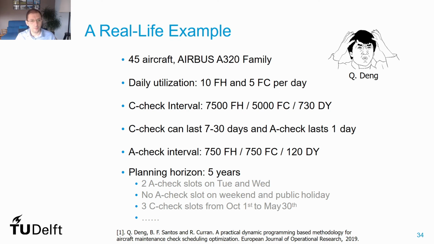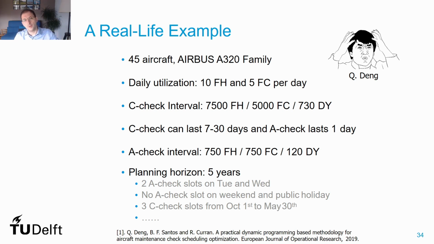It's a 5-year problem that we have considered. We have 2 A-check slots on Tuesdays and Wednesdays, and we do have 1 A-check slot on all the other days, except weekends and public holidays. And we have 3 C-check slots in parallel, but only during the non-peak periods, between October and May. So this excludes the Christmas period and the Easter period, and there are no slots in the summer.